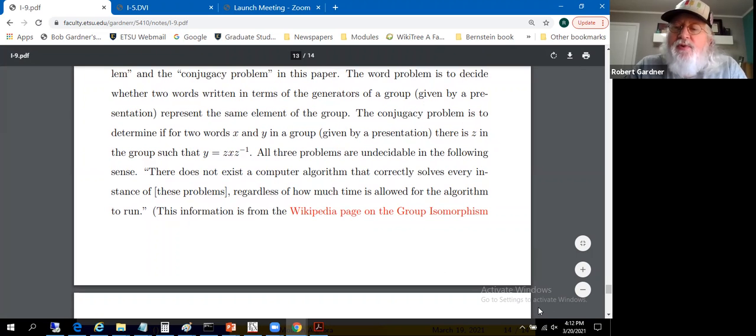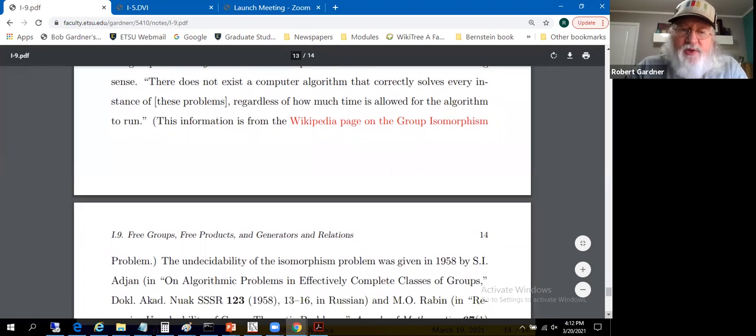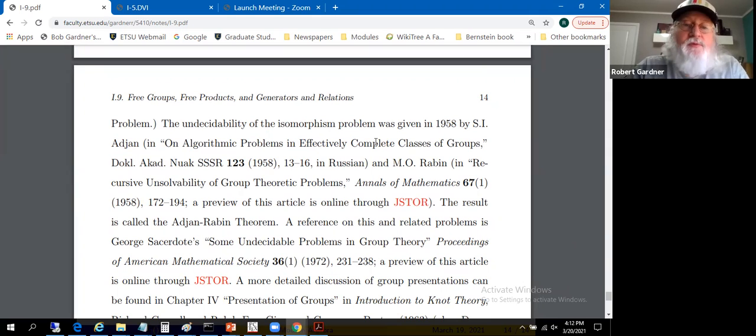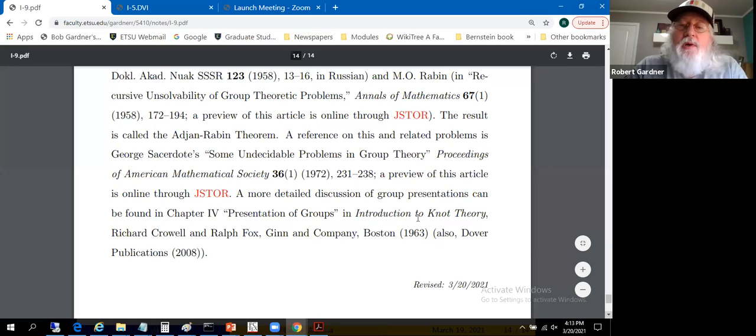This information is from maybe not the soundest source in the world, but it's from the Wikipedia page on the group isomorphism problem. They do give reputable references there. The undecidability of the isomorphism problem was given in 1958 by two folks, Adian and Rabin. The result is now called the Adian-Rabin theorem, the fact that this is undecidable in the sense stated above in terms of the existence of an algorithm.